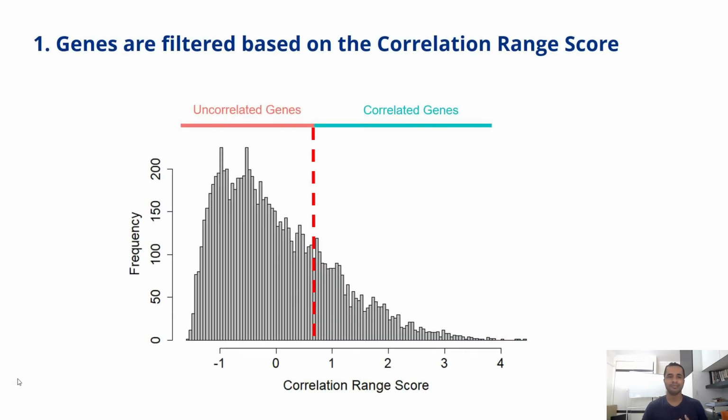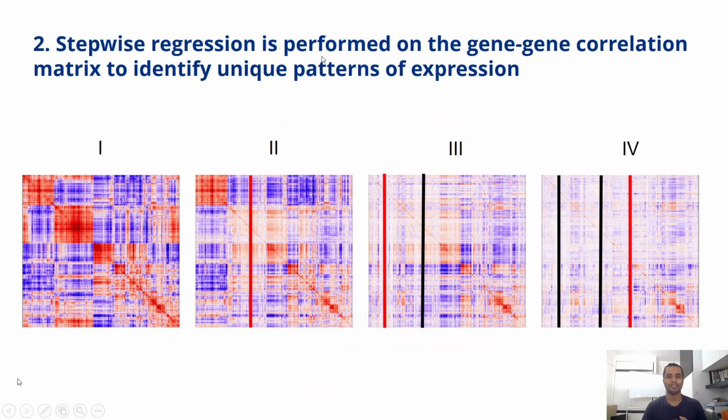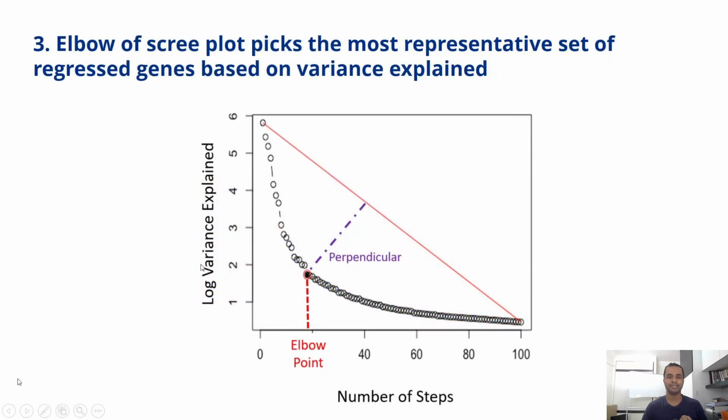In the first step of DUBStepR, we filter out genes that have a poor correlation range score and only keep genes with a large correlation range. However, we wanted to identify genes with unique patterns of expression so that all cell types are well represented. And for this purpose, we perform stepwise regression. We identify unique patterns of expression in the gene-gene correlation matrix by regressing genes out one at a time that explain the most variance in the gene-gene correlation matrix. Using a scree plot based on the variance explained, we can identify an elbow point for the most representative set of regressed genes.